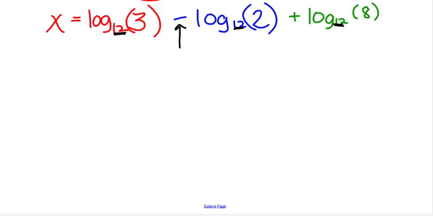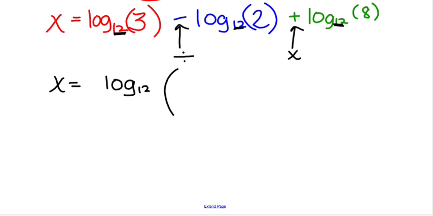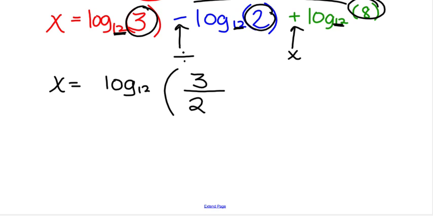So the operation in between here is subtraction. So to combine them back together, we're going to divide. The operation in between here is plus, so we're going to multiply. So x equals logarithm base 12 of, here's our 3, divided by 2. And now look at the plus 8. Now where does that plus 8 go? If I want to change it, I can put it over to here. That goes up in the numerator, because plus means multiplication.